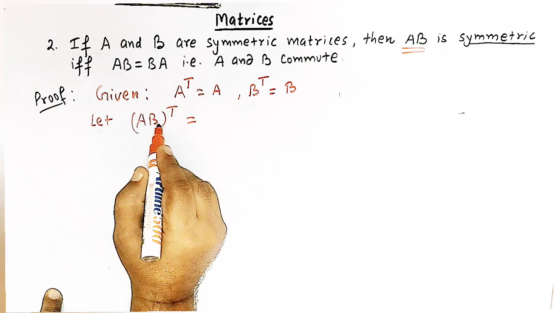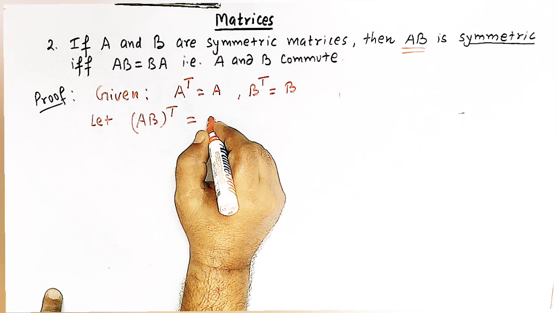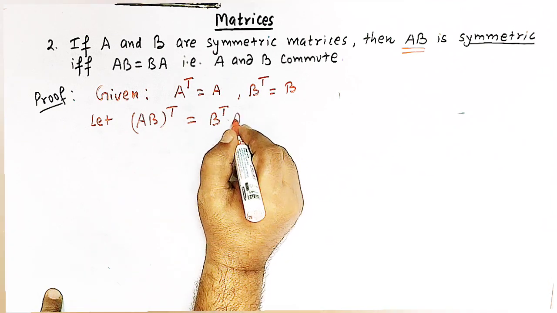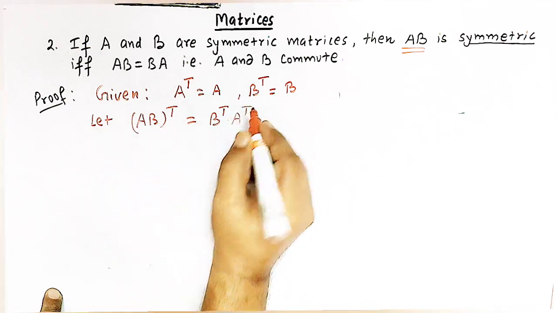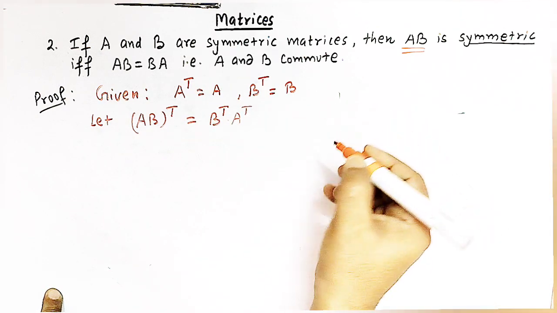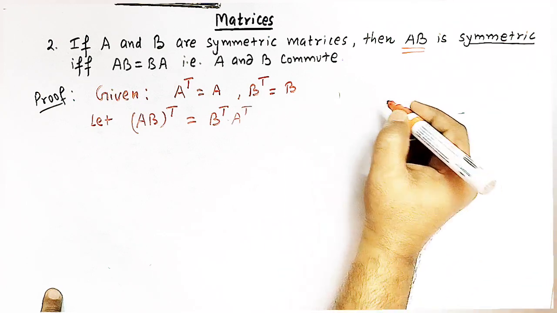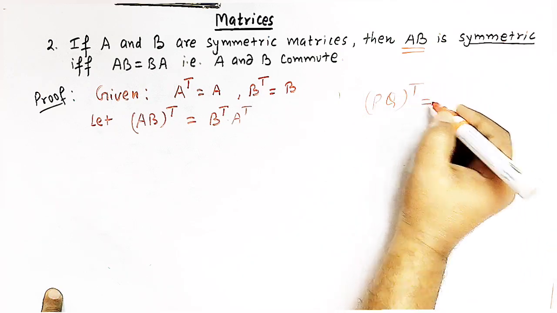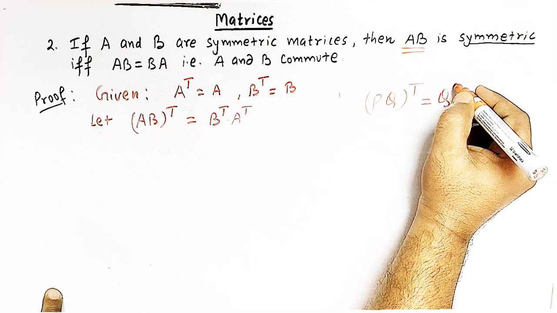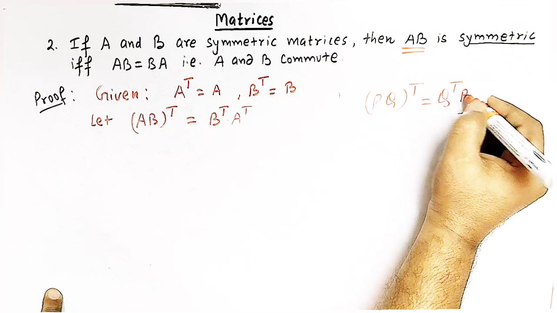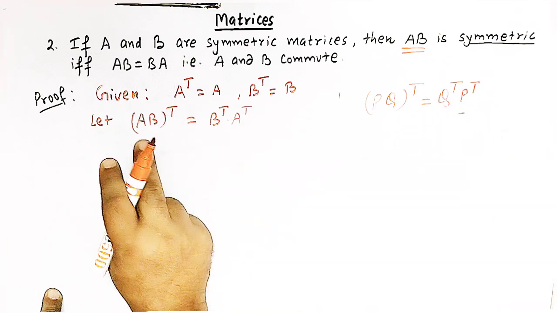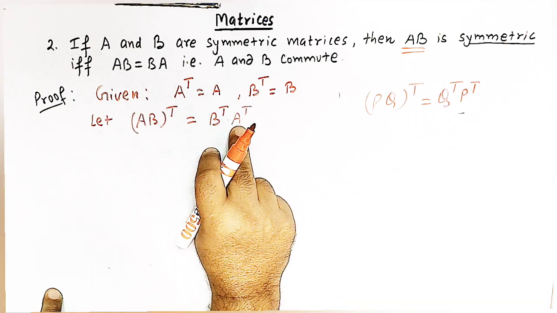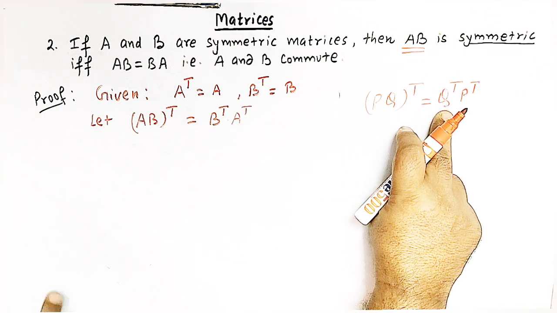So the transpose of the product of A and B is given by the transpose of matrix B multiplied with the transpose of matrix A. So here we have used the reversal law for transposes of matrices. That is, if we have two matrices P and Q, then the transpose of PQ is given by the transpose of Q multiplied with the transpose of P, right? So here the transpose of AB is equal to the transpose of B multiplied with the transpose of A using this result.